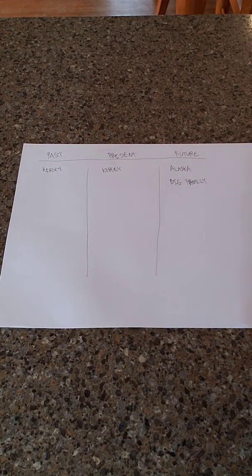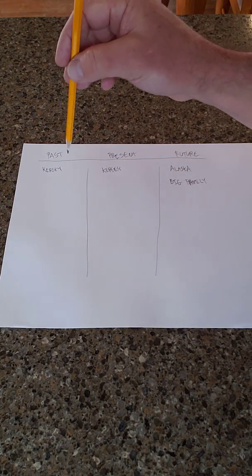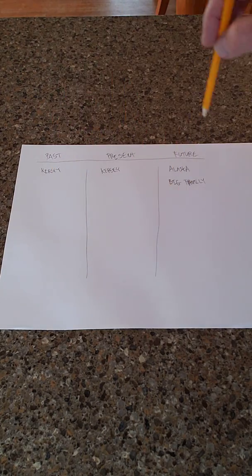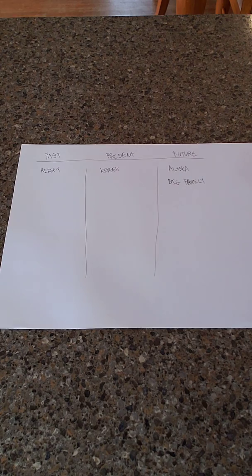Once you get done with this attribute list, you'll be able to go back through and find symbols that stand for these different things you've listed. And then we can start building the self-portrait.